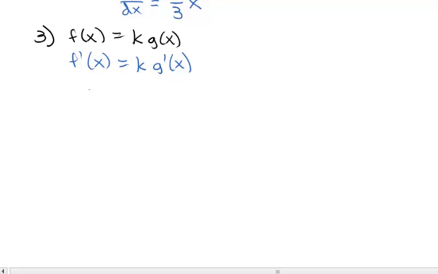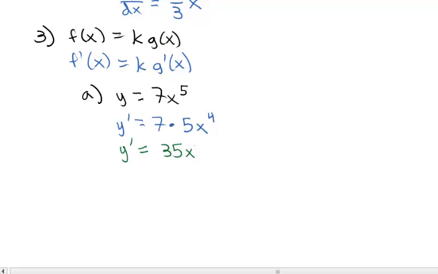So, for example, if we have y equals 7x to the fifth, we've got a constant out front. Y prime is equal to 7 times the derivative of x to the fifth. Well, that's bring the exponent out front and then subtract 1 from it. Essentially, we're saying y prime, the derivative, is equal to 7 times 5, 35x to the fourth. Just multiply the constant times the derivative.